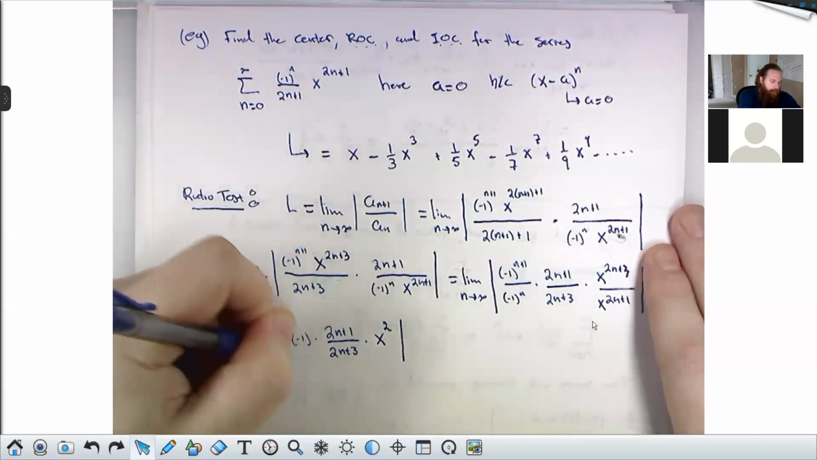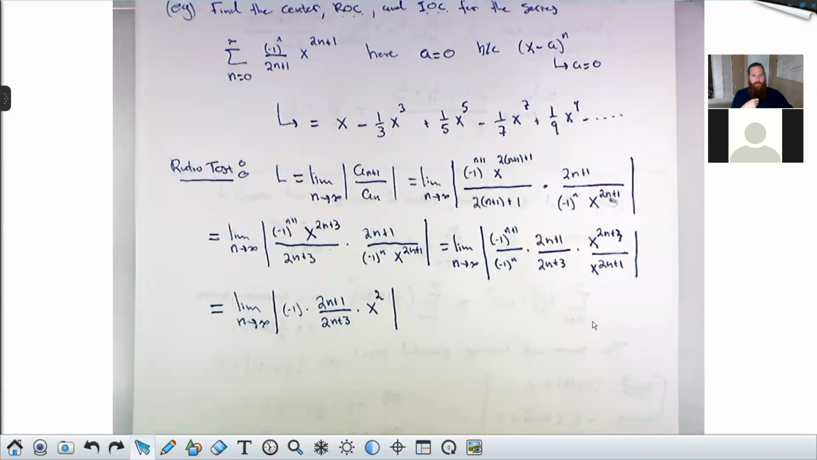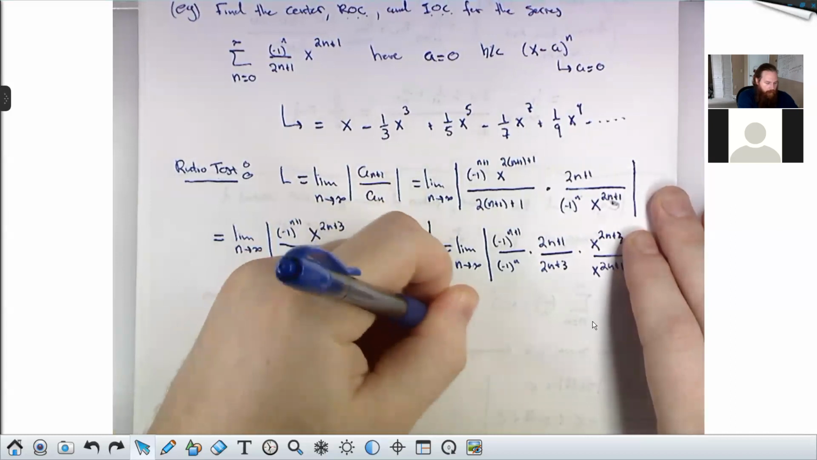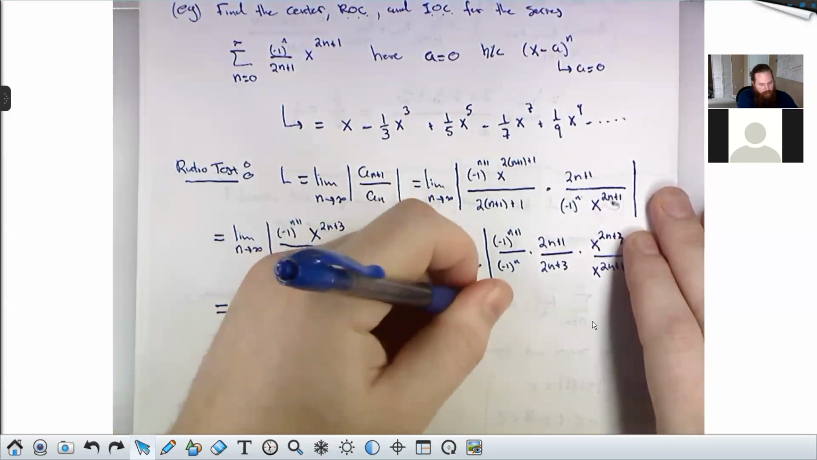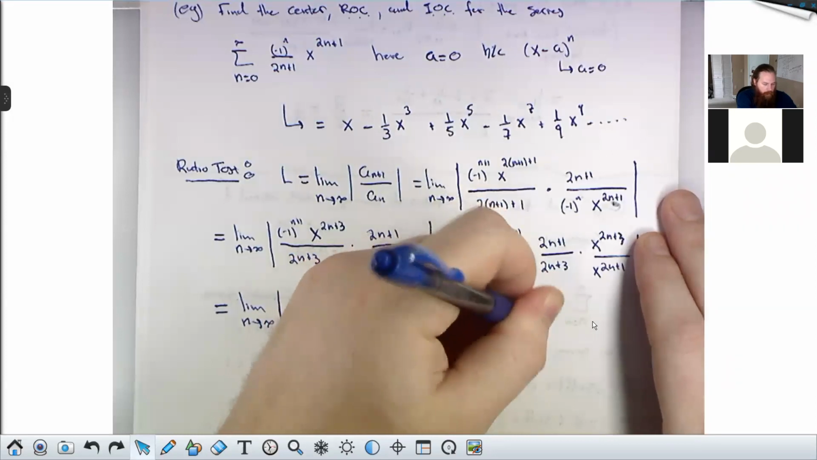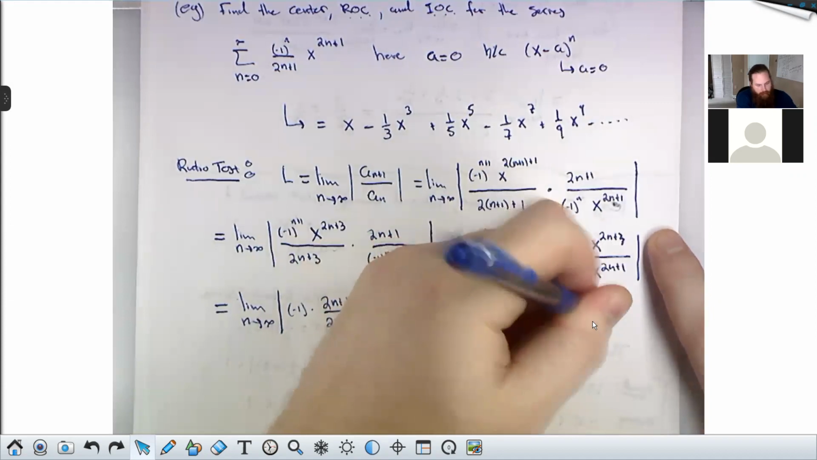Because before I do any of the limit taking, I want to do something with my absolute values. Remember that absolute value is multiplicative, meaning it plays nice with multiplication. So this is the limit as n goes to infinity of the absolute value of negative 1 times the absolute value of (2n plus 1) over (2n plus 3) times the absolute value of x squared.